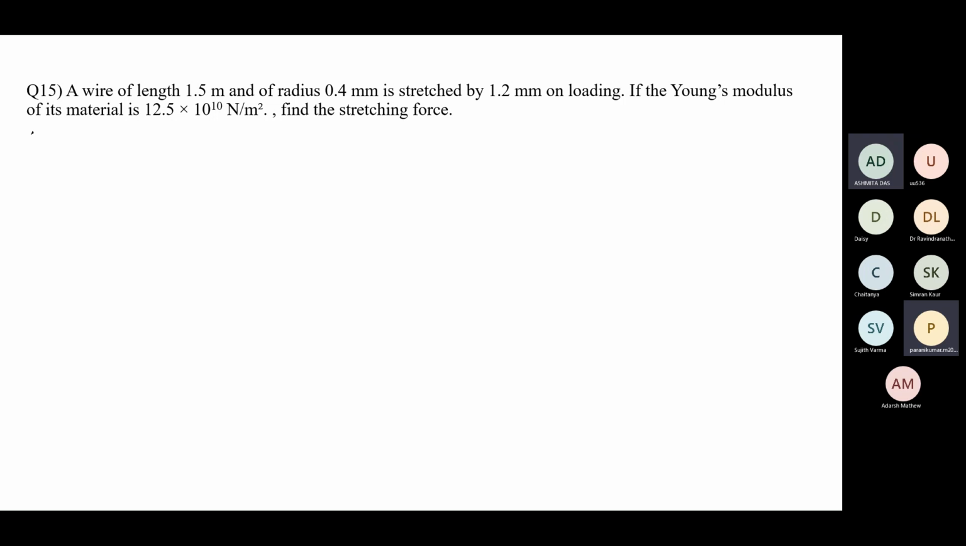Anyone has any doubt? Ma'am, in this question, the length 1.5 meter is given. Do we need to change it into millimeter before processing? No, because we change everything into meter, so the length is kept as 1.5 meter, because the radius of the wire is in meter and the extension is in meter, so the length of the wire should be kept in meter only.